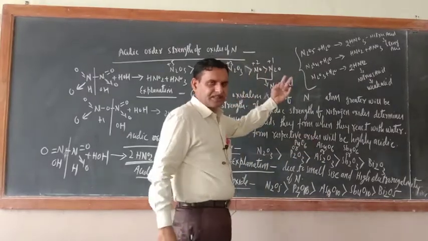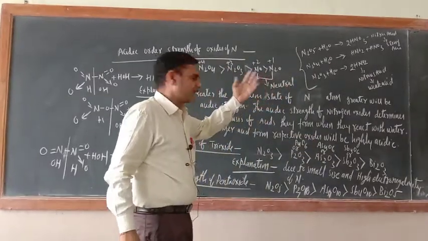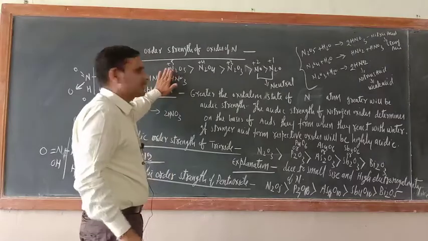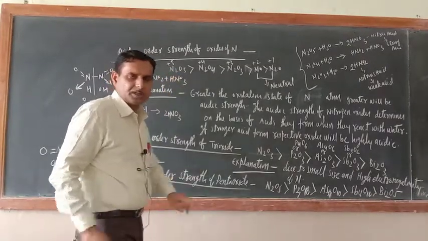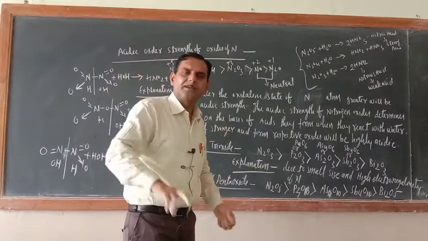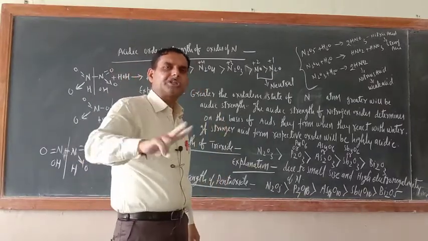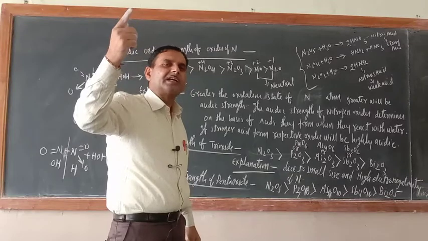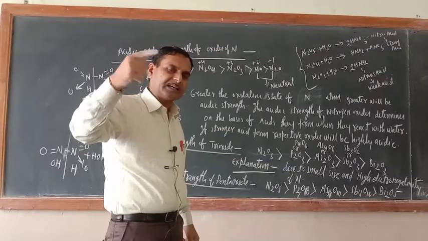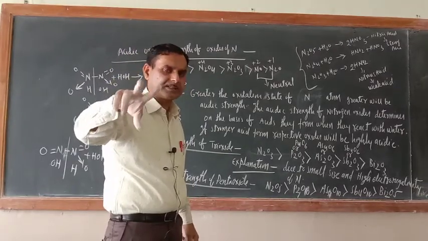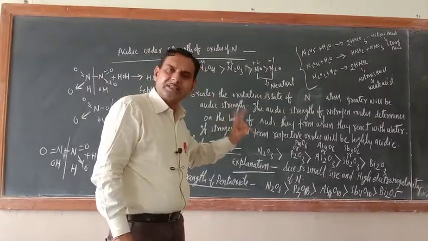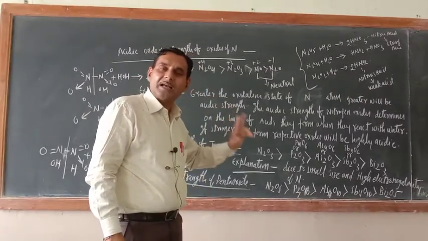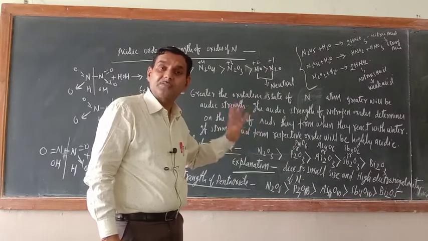Remember, these reactions are very essential. So that is why this is the acidic strength order of oxides of nitrogen. In a nutshell, what we can say is that the greater the oxidation state of nitrogen in their respective oxide, the greater will be the acidic strength of that oxide, because their acidic strength is judged on the basis of the acid they form when they react with water.